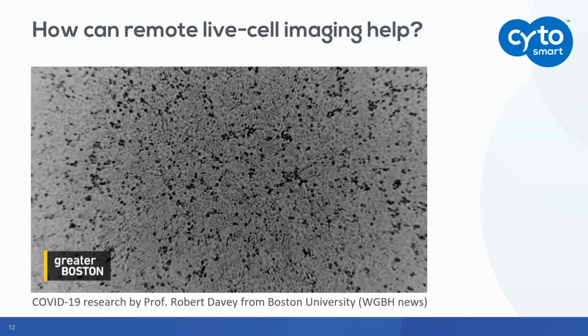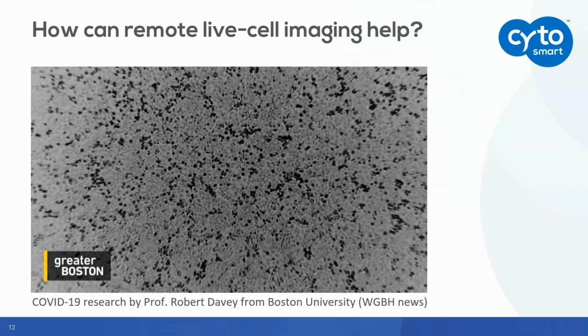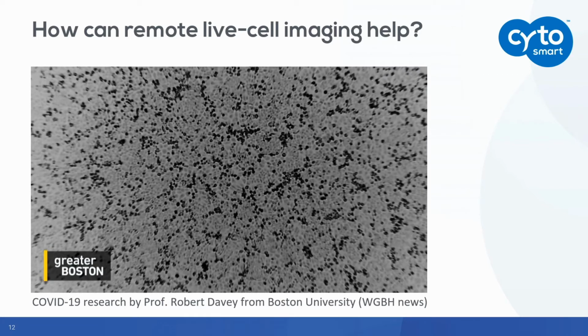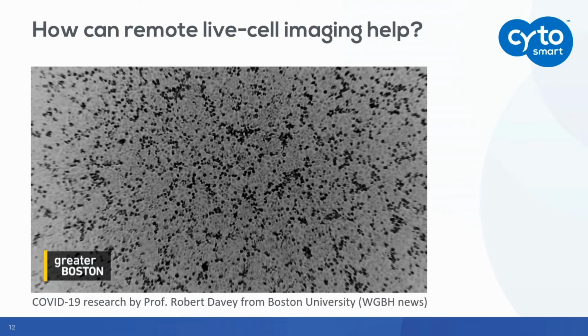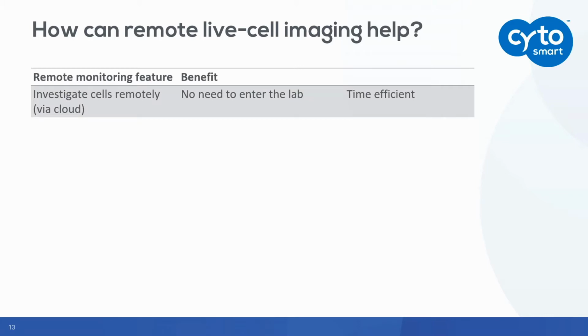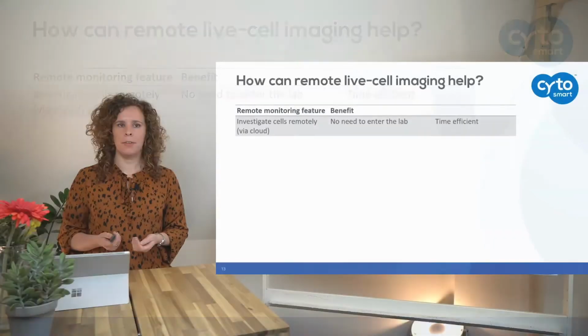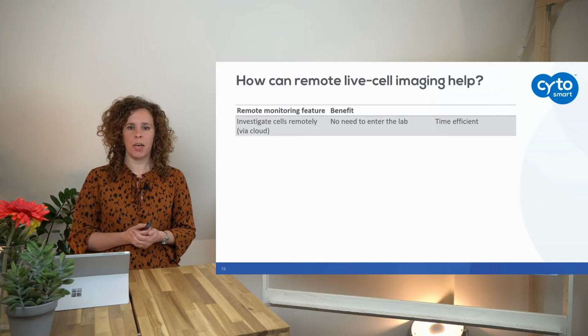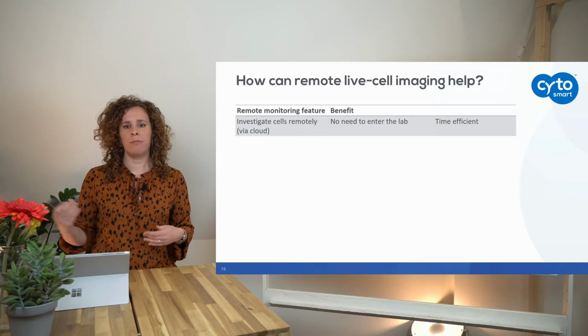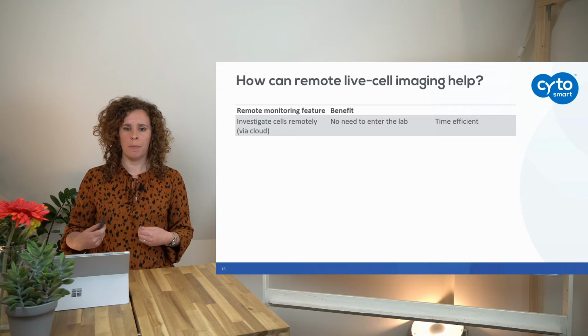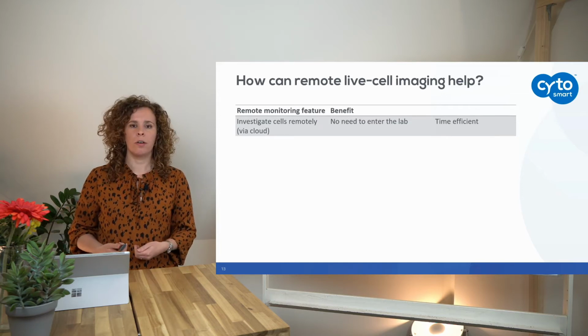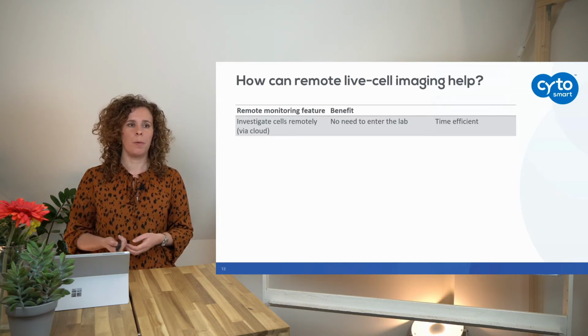As you can see here, the appearance of the black spots are cells that are detaching because they are infected with the coronavirus. So remote live cell imaging can help these people because they can investigate their cells remotely via the cloud. And because of this, they don't need to enter the lab. This makes it very time efficient because they don't need to spend 15 minutes to put all the stuff on and also to exit the lab.